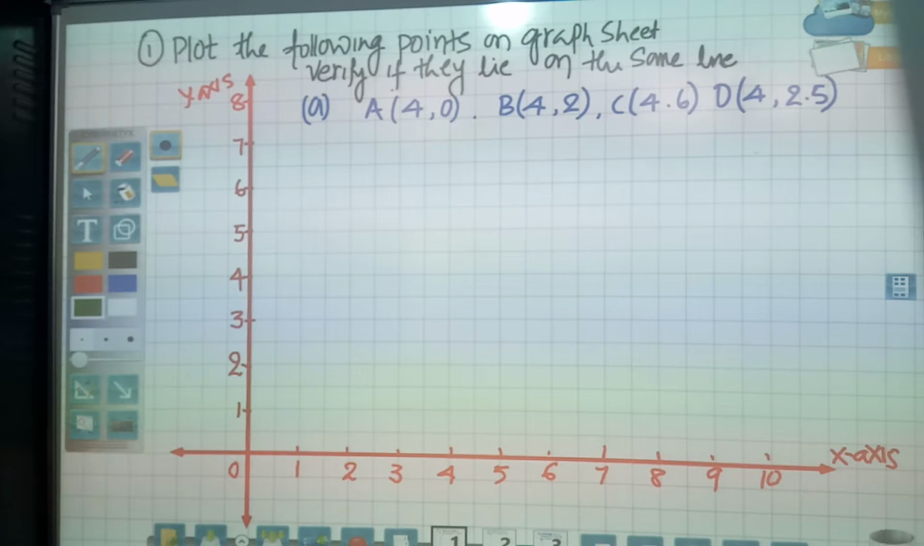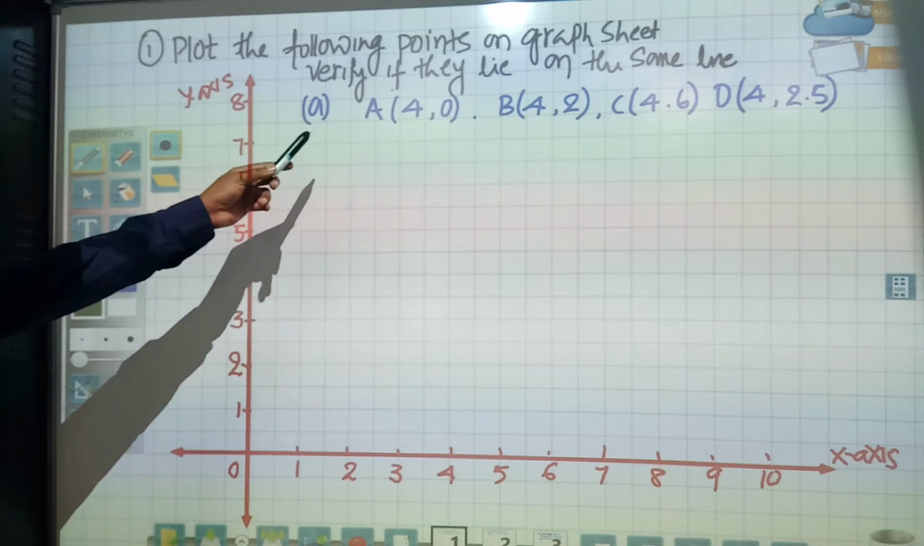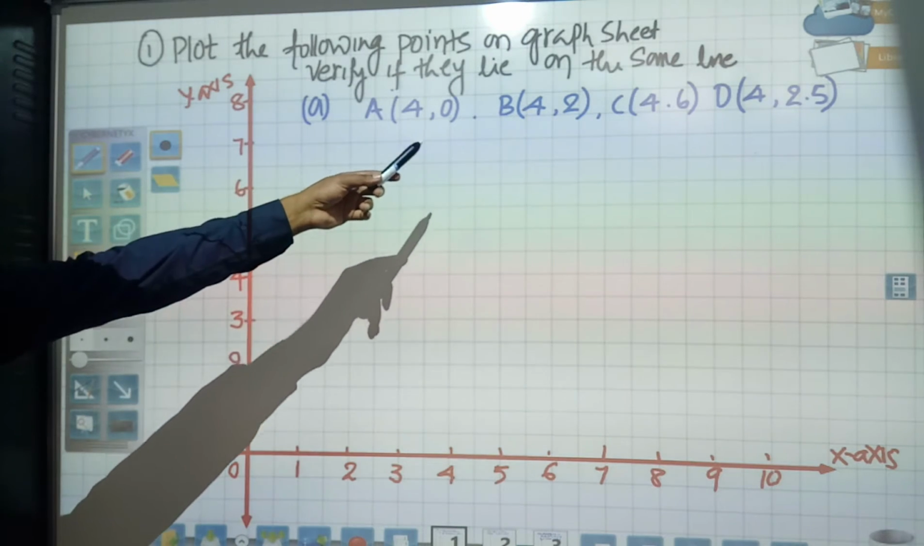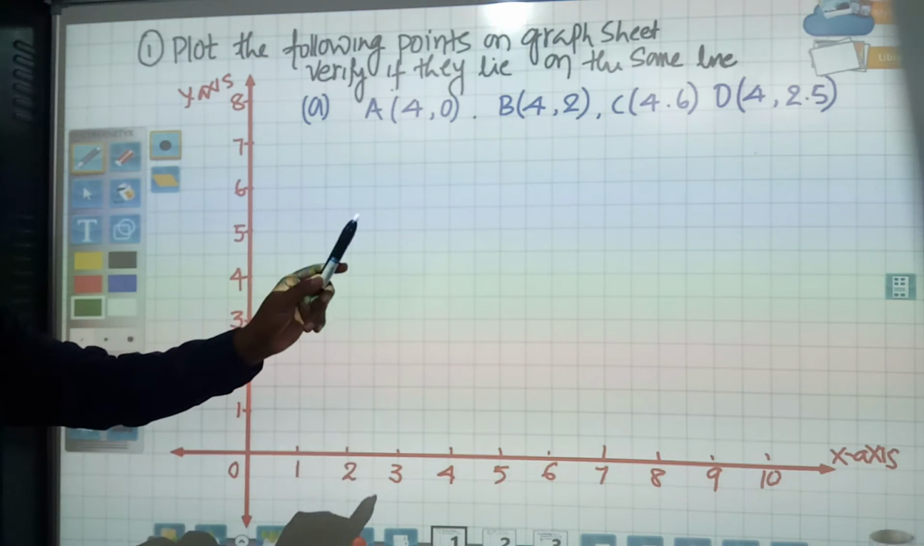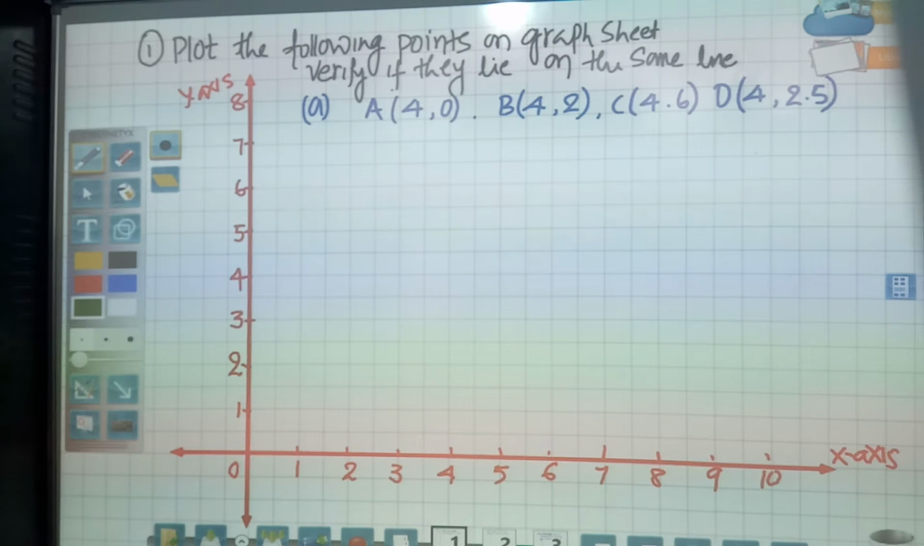Look at this. This is question number 1 from the exercise 15.2. Plot the following points on the graph sheet. Verify if they lie on the same line. So first you need to plot these points. The given points are A (4, 0), B (4, 2), C (4, 6), then D (4, 2.5). These are the points you have to locate on this graph sheet now.